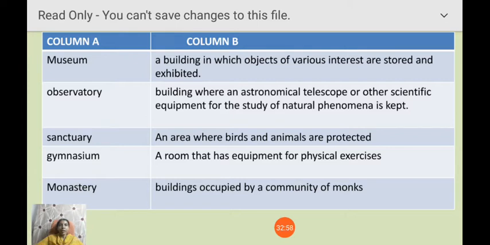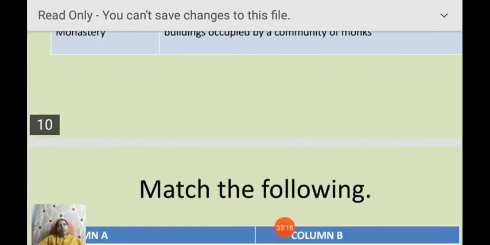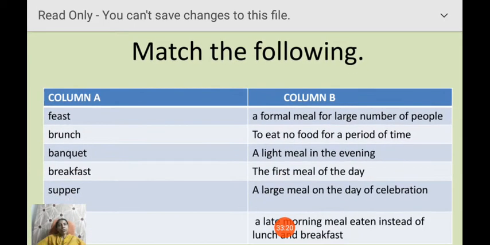Monastery: a building occupied by a community of monks. So in the monastery monks live. The living place of monks is called a monastery. Now look at another one, match the following.